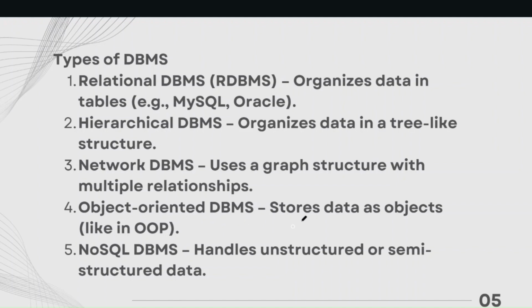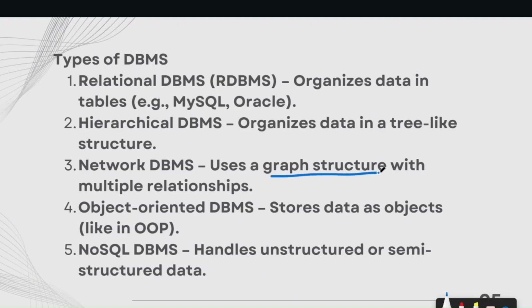Hierarchical DBMS. Here data is structured in a tree-like format. It's suitable for applications with a clear hierarchy, such as organization charts or file systems. However, it's not very flexible when relationships between data are more complex. Network DBMS. In this model, data is organized in a graph structure that allows more complex relationships like many-to-many connections. It's more flexible than the hierarchical model but harder to implement and maintain.